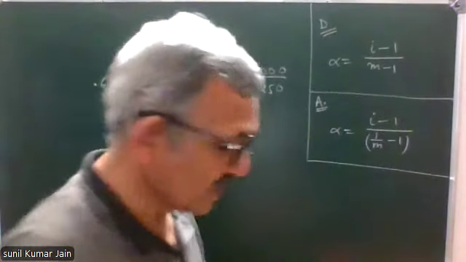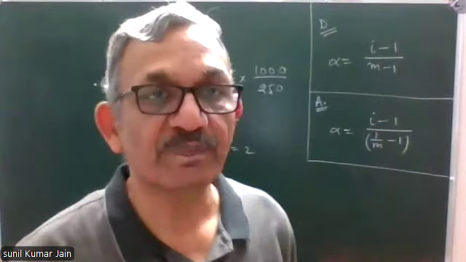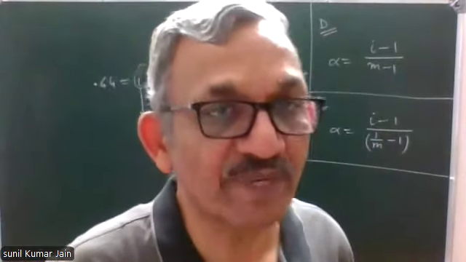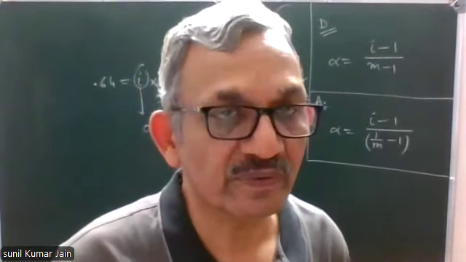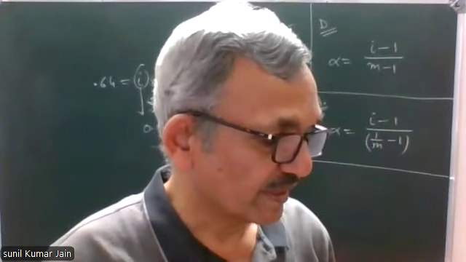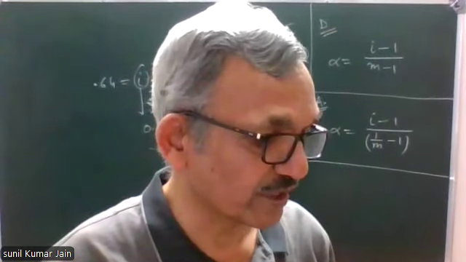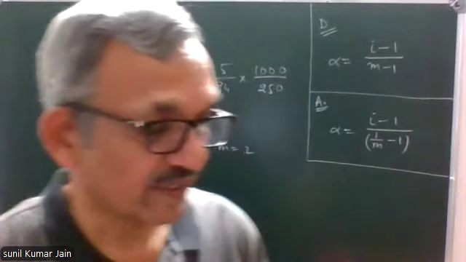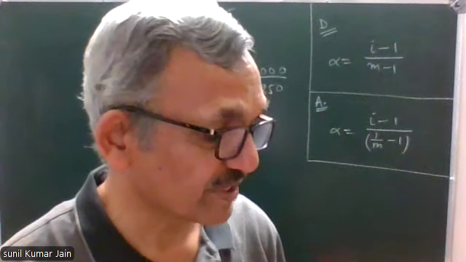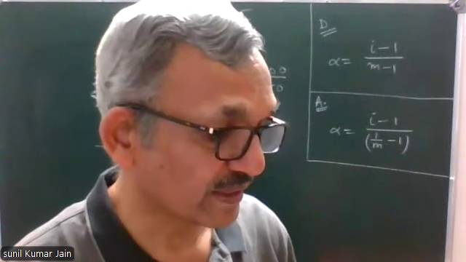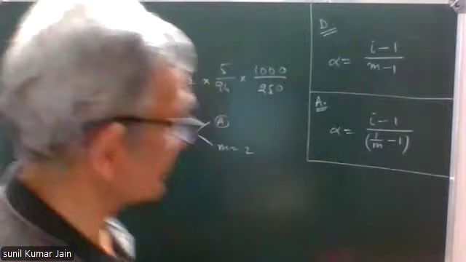Second, observed molecular weight of benzoic acid. First of all, this is not benzoic acid. You can say observed molecular weight of a solute, right? Of a solute determined on the basis of colligative properties is 212, while normal molecular weight is 185.5. Calculate percentage association and it dimerizes, that is given towards the end.